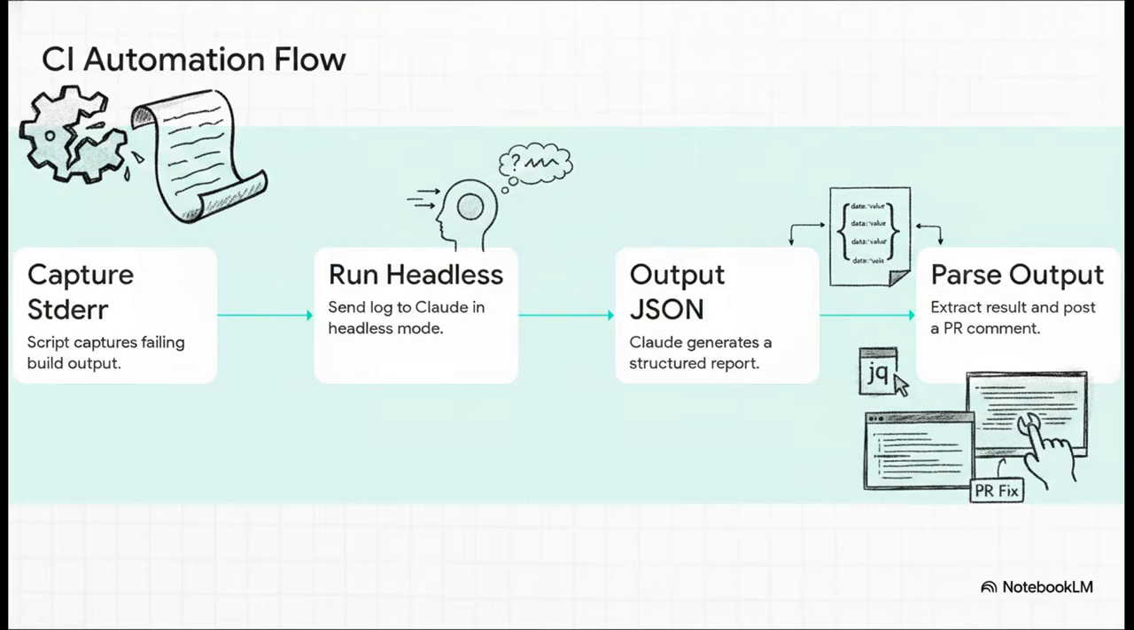Putting it all together, this transforms into a fully automated pipeline in just 4 simple steps. Step 1, your CI script captures the standard error output of a failing build. Step 2, it sends that log straight to Claude in headless mode. Step 3, Claude does its thing and outputs a structured JSON report. And finally, Step 4, a downstream tool, like JQ for example, parses that JSON and automatically posts a pull request fix. Boom! No engineer ever has to manually read that raw log.